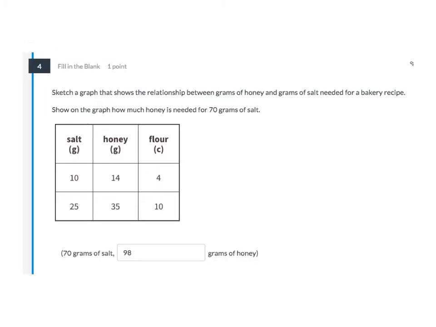So 3 and 4 go together. Again, like last time, X is my salt, Y is my honey. We're going to figure out how much honey it will take for 70 grams of salt. That's also in my X area, and we are looking for my Y area, which is the honey. First of all, I'm going to make an equation. This is a proportional relationship. So before, we've always done 0, 0 as the first point.